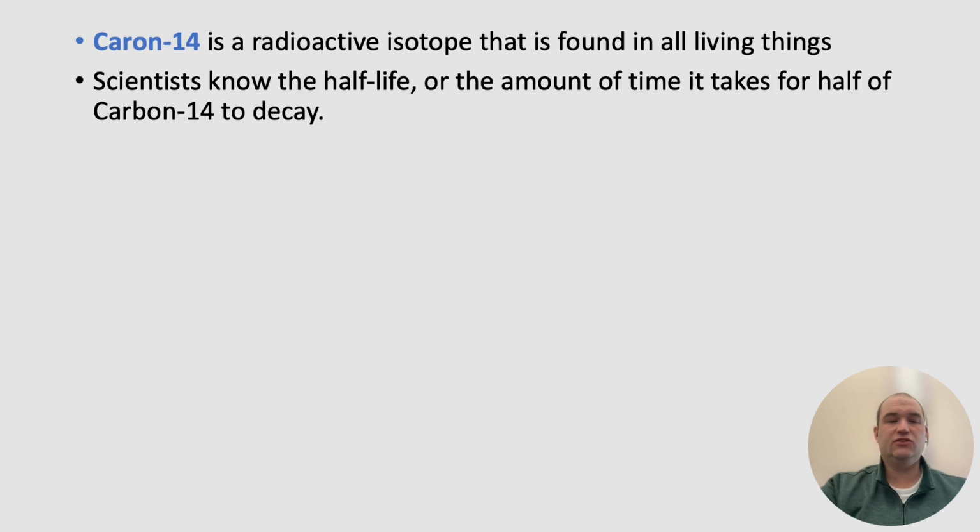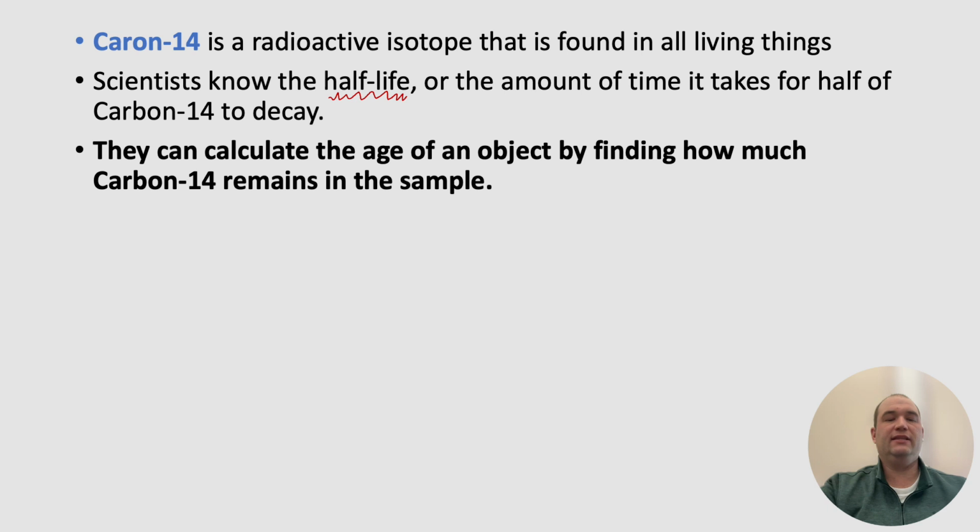So scientists know the exact amount of time that it takes for half of carbon-14 to decay. We refer to this as the half-life of carbon-14. And because we know this amount, we can then use this to calculate the age of an object by finding how much carbon-14 remains in the sample.